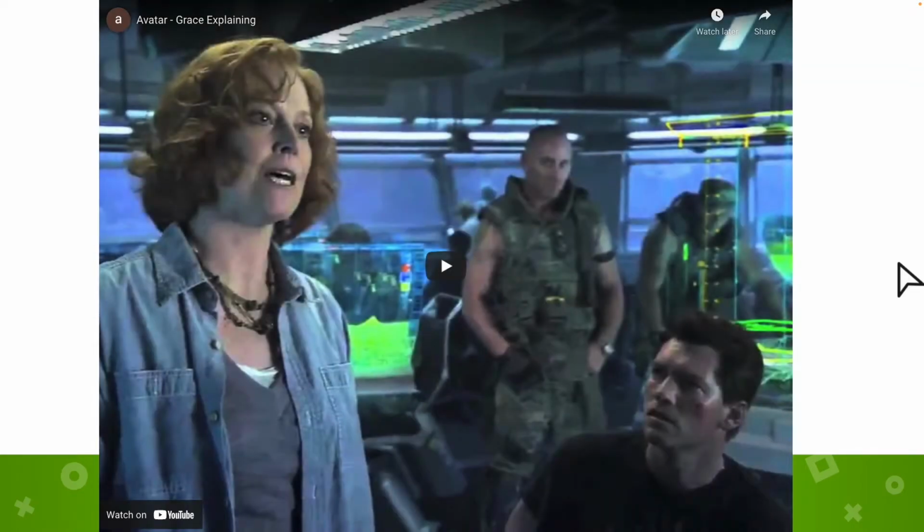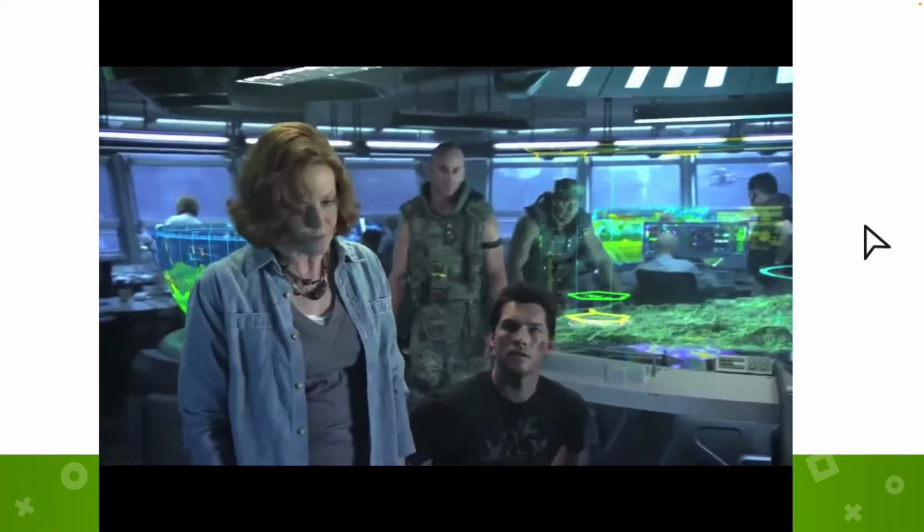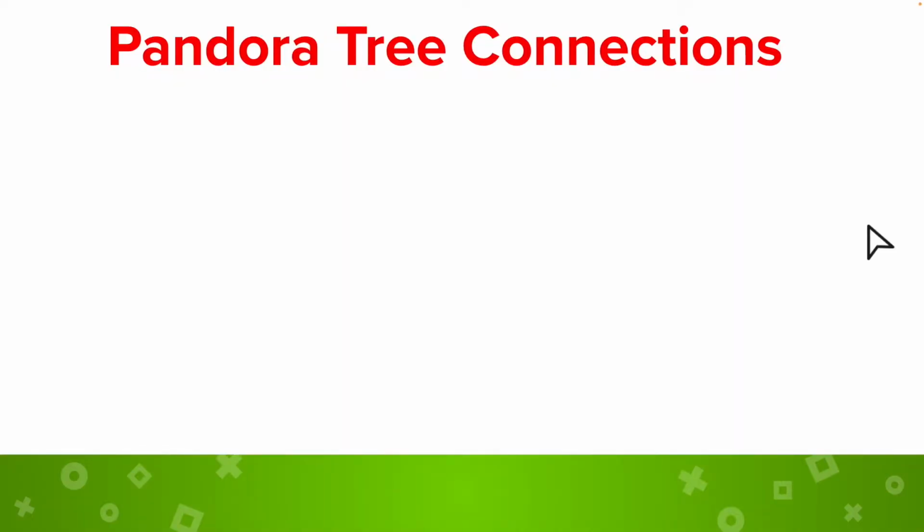All right, so if you don't know, that's from Avatar. I just liked that when they throw math into movies a little bit so we can kind of see that. So I wanted to take a look at those numbers that she just threw out there. So, Pandora tree connections. We're going to take a look at that.